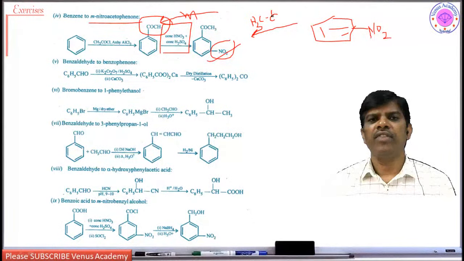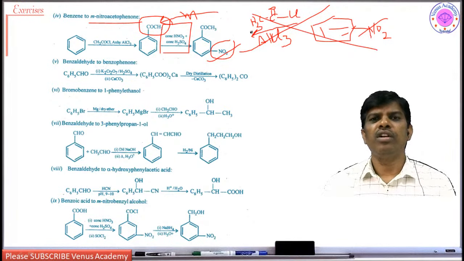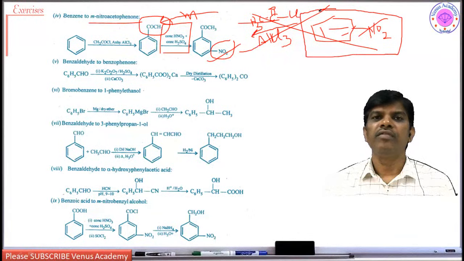Acetyl chloride, the electrophile of acylation, in presence of aluminium chloride. So this is not correct, because nitrobenzene will not undergo Friedel-Crafts reaction. Nitrobenzene will not undergo Friedel-Crafts reaction. That is why nitrobenzene can be used as a solvent in Friedel-Crafts reaction. So don't write this way. Make first acetophenone by Friedel-Crafts acylation, taking benzene to give acetophenone. This acetophenone upon nitration gives metanitroacetophenone.